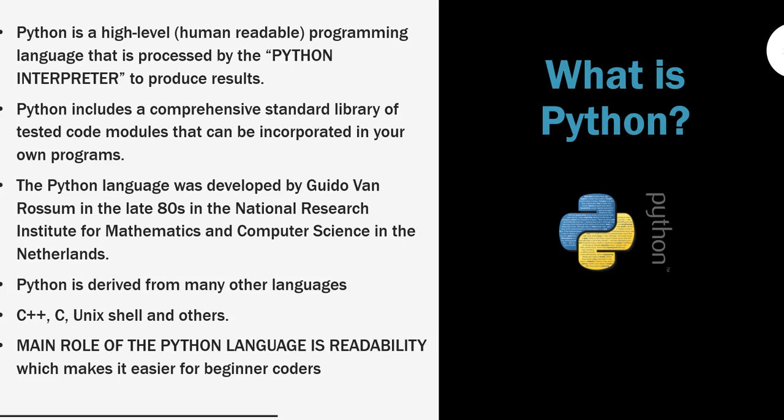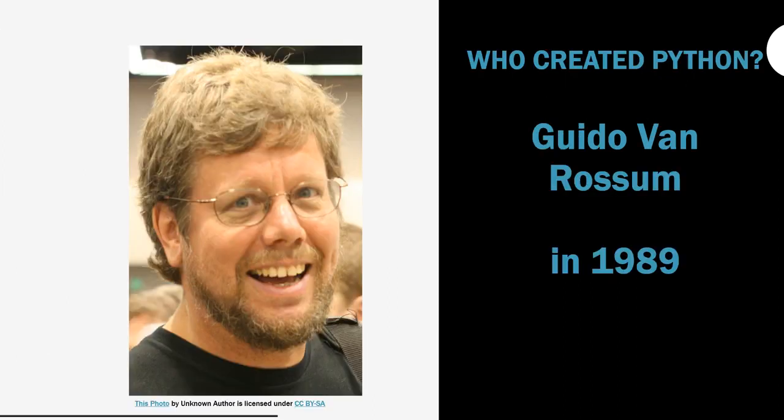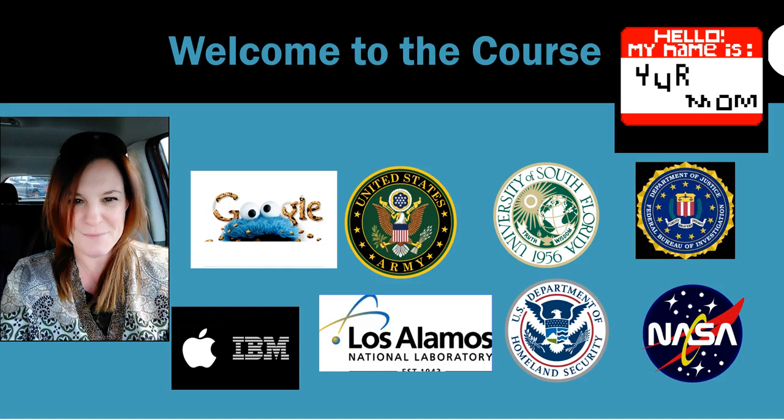As you will see later, Python is derived from many other languages. And the idea to create this language came in because he was a fan of Monty Python. If you have studied JavaScript or other languages such as C# or C++, Unix shell, and others, it will be much easier for you, of course. But we're assuming on this course that you have never taken programming or done any coding before. The main role of the Python language is readability, which makes it easier for beginner coders. So you know you're in great hands.